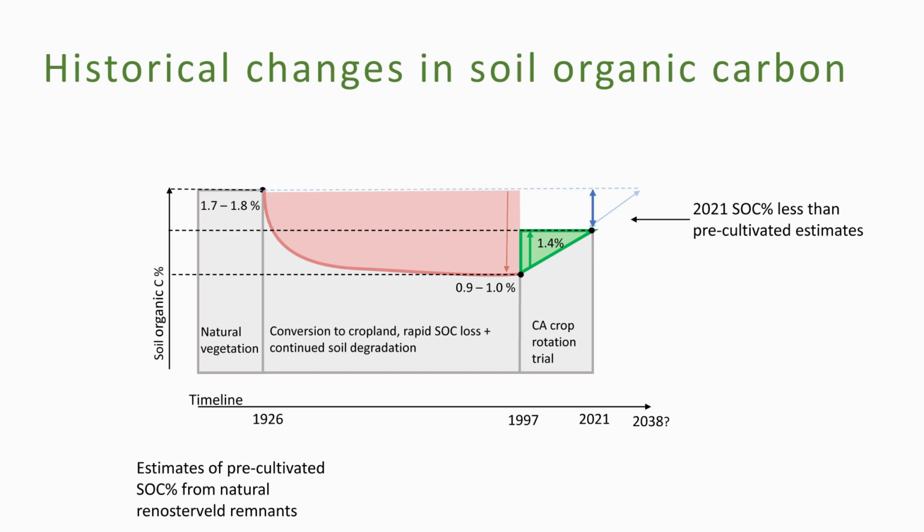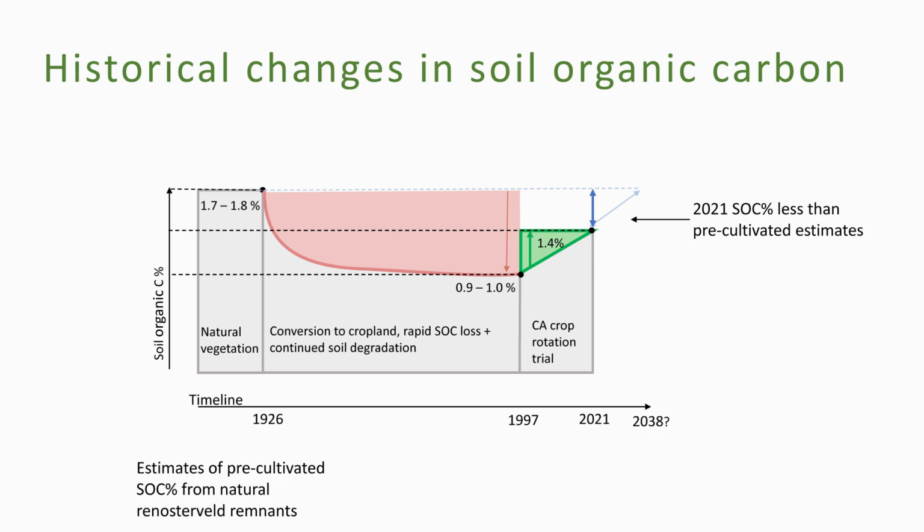So in other words, from converting natural land into farmland, a lot of carbon has been lost. So we looked at examples of soil carbon values that occur in natural vegetation. In this case, it was Renosterveld. We found that between 1.7 and 1.8 is the value of organic carbon that is usually present in Renosterveld.